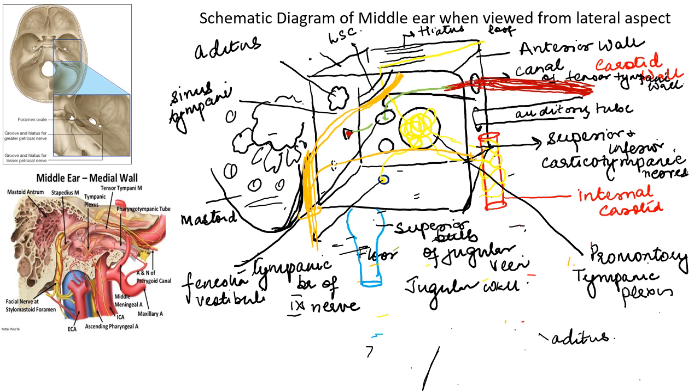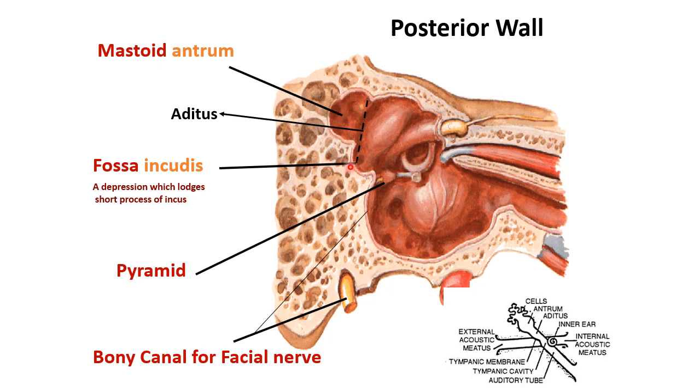So this is a schematic diagram which tells you how the structures are related to the middle ear, what structures are impinging on its wall or forming impressions on its wall, and it is a very, very important diagram. You should know how to draw this very well. This diagram is given in Student's Gray's as well as in Snell's, so you can use any one of these diagrams. This picture shows us the posterior wall.